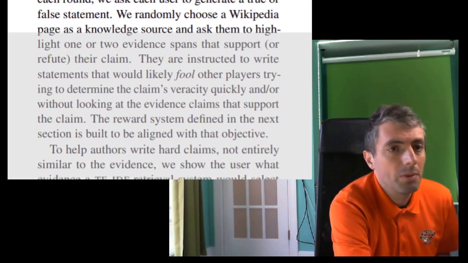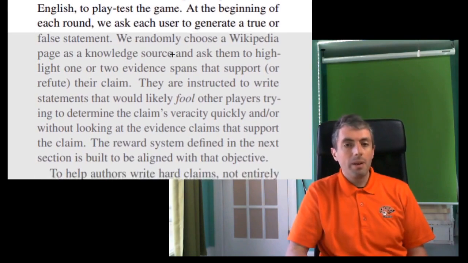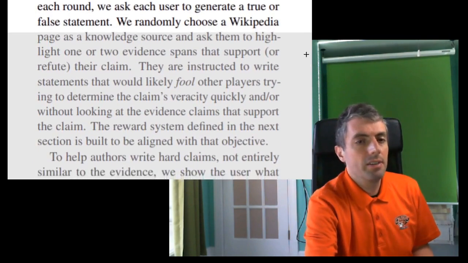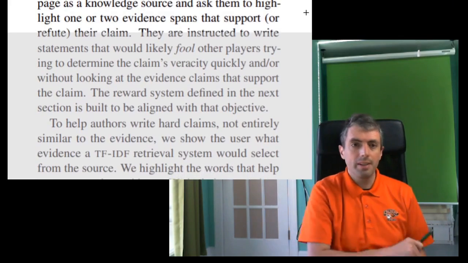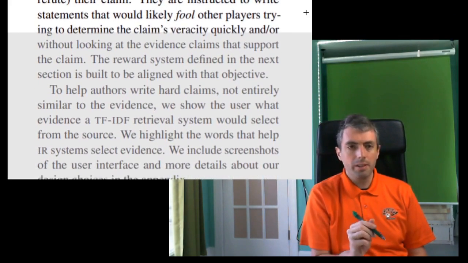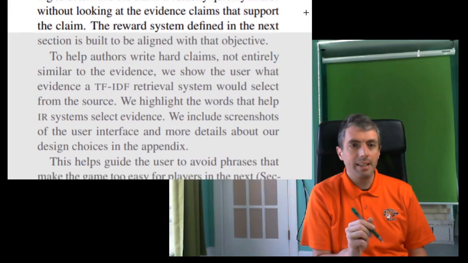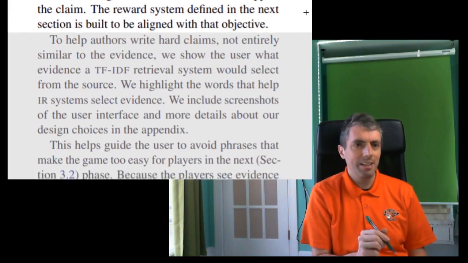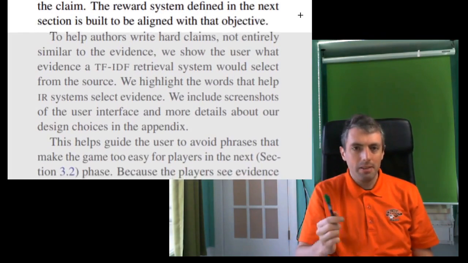At the beginning of each round, we ask each user to generate a true or false statement. We randomly choose a Wikipedia page as a knowledge source and ask them to highlight 1 or 2 evidence bands that support or refute their claim. They are instructed to write statements that would likely fool other players trying to determine the claim's veracity quickly and or without looking at the evidence claims that support the claim. The reward system defined in the next section is built to be aligned with that objective.